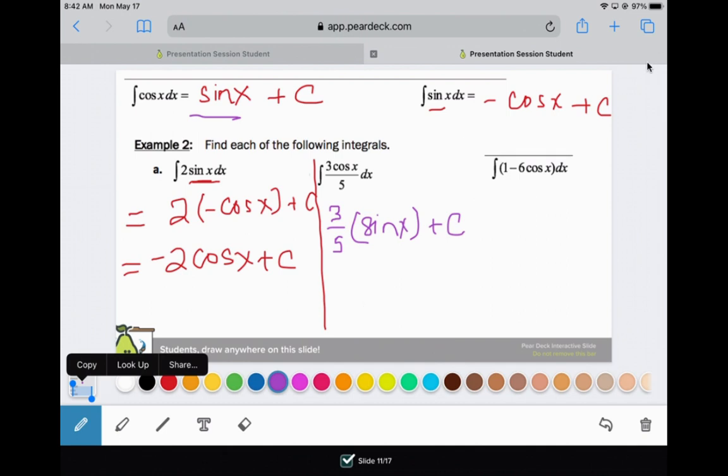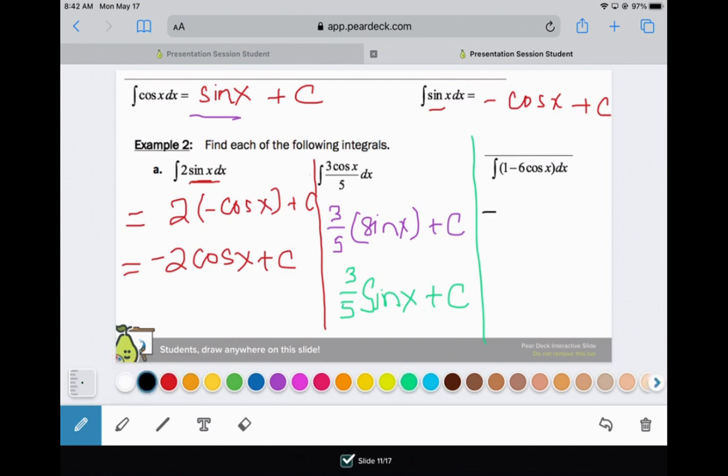So let's see. It's the same thing, but this time sine is, yeah. Because remember, the derivative of cosine gives you negative sine. So now, because this one is positive sine, the antiderivative will be negative cosine. Yes. We go backward. Okay, so for this one, it's just 3 over 5 sine plus c. Okay.